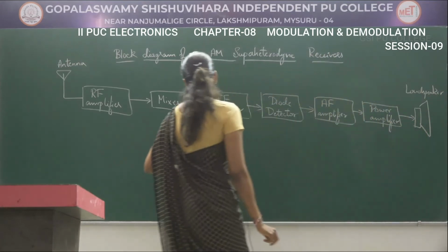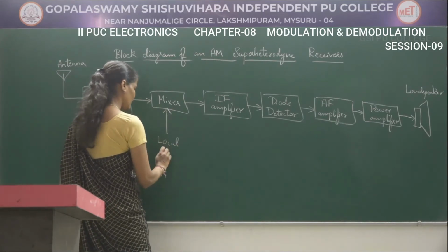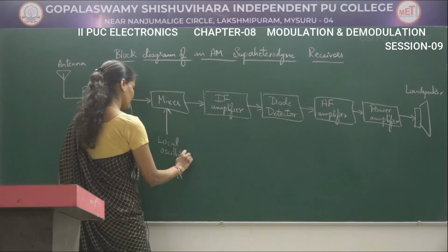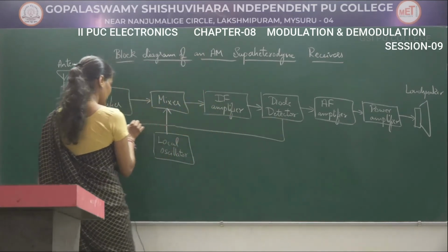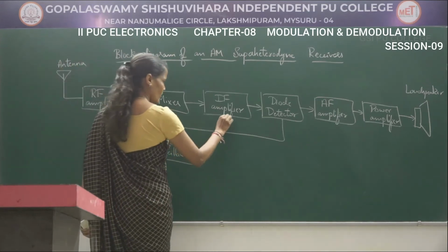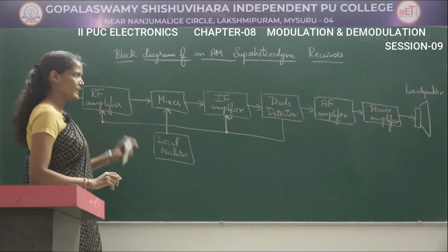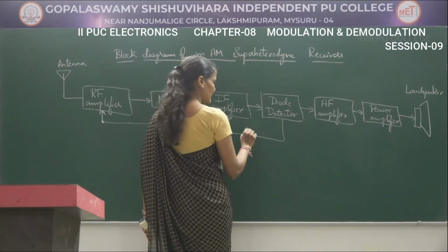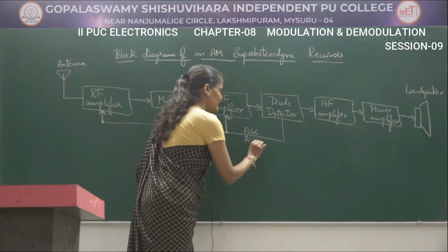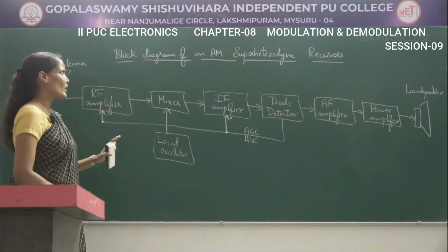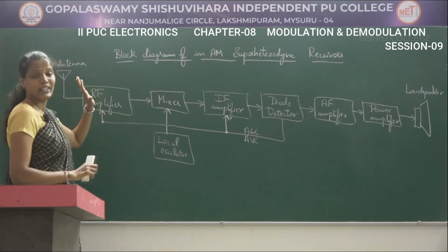But the other input for the mixer will be generated with the help of a local oscillator, and in the diode detector we will be eliminating the negative half cycle. That negative half cycle voltage will be fed back to the RF amplifier and the IF amplifier as the AGC, that is automatic gain control, or it is also called the AVC, that is automatic voltage control. So this is the block diagram of an AM superheterodyne receiver. Now let us see the different blocks in detail.